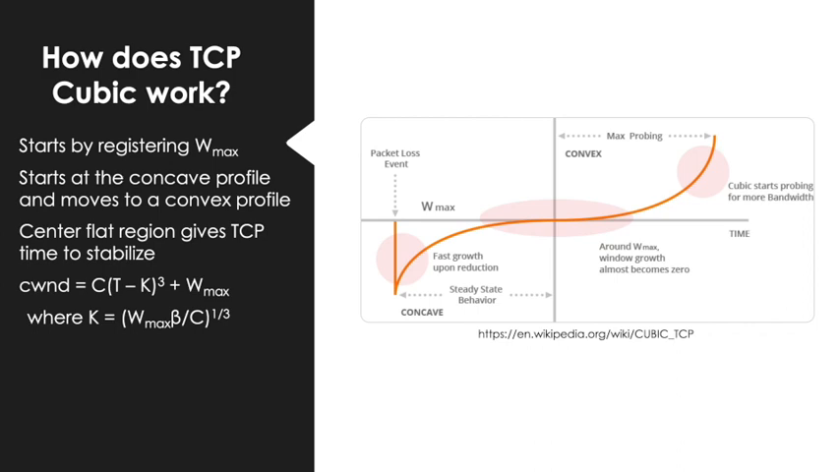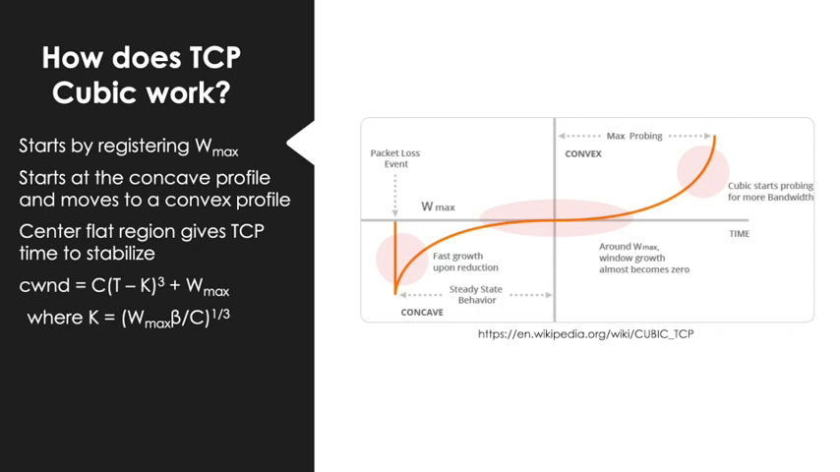TCP CUBIC is a similar, smoother version of TCP BIC, where the window size is represented as a cubic function of time since the last congestion event. Both have a similar shape, but TCP CUBIC leverages the coincidental benefit of cubic polynomial properties, whereas TCP BIC uses other methods along with binary search.